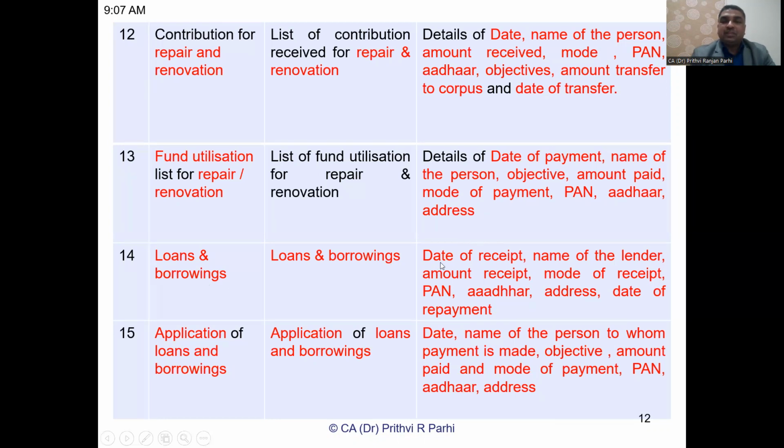Loans and borrowings. Date of receipt, name of the lender, amount of receipt, mode of receipt, PAN, Aadhaar, address, date of repayment.